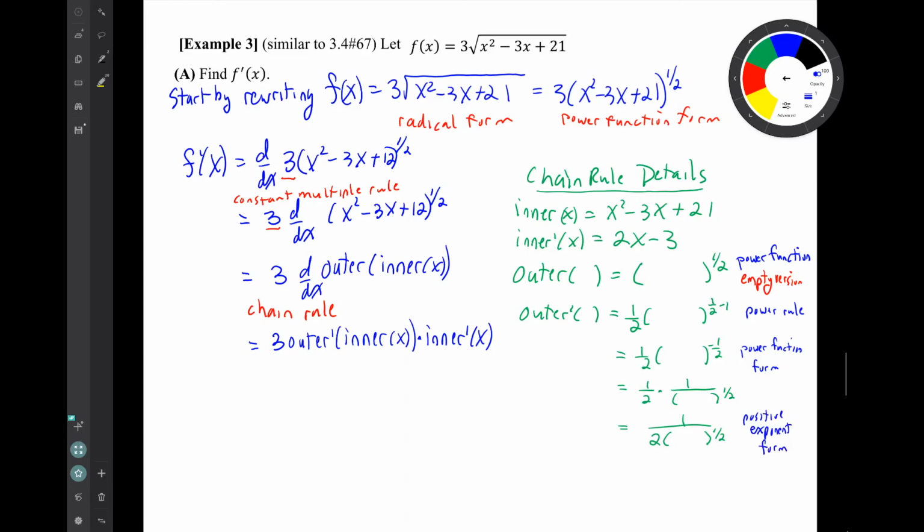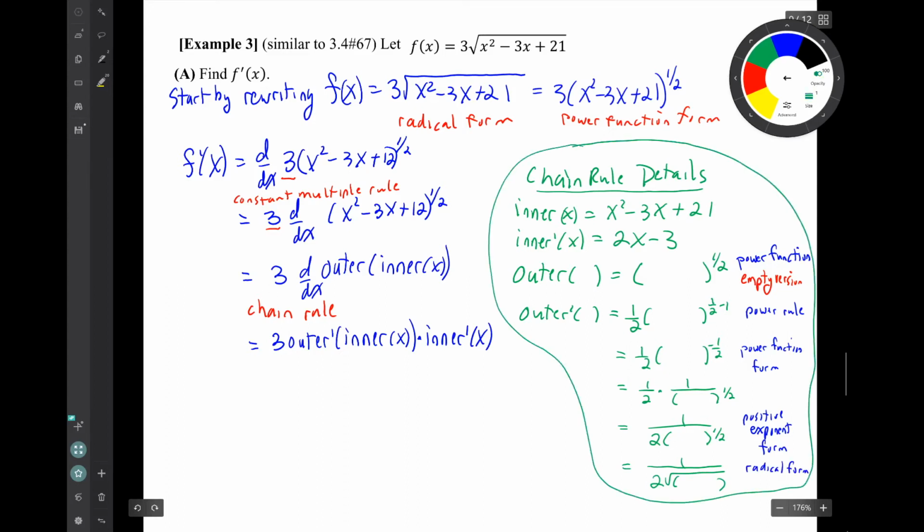And once we have it in positive exponent form, we realize it might even be nicer to put it in radical form. Our original function was in radical form. So there's a great big chain rule details box, and we now can just use those pieces in that box to assemble that expression. There's my outer prime. Forgot the 2 there. Now I'm supposed to stuff these parentheses with the inner function, which is sitting here.